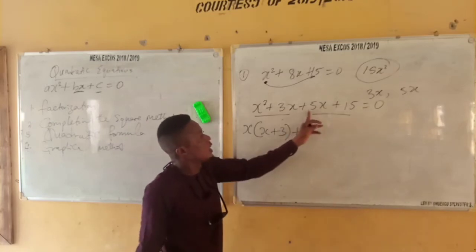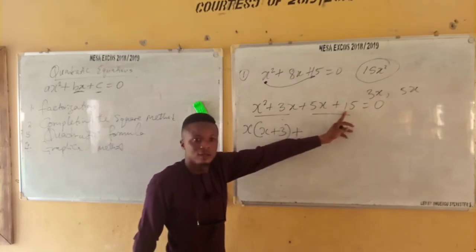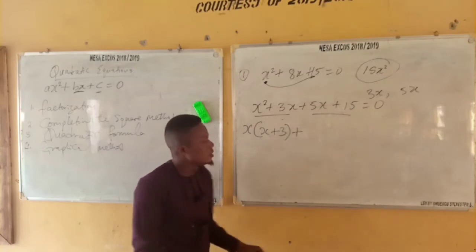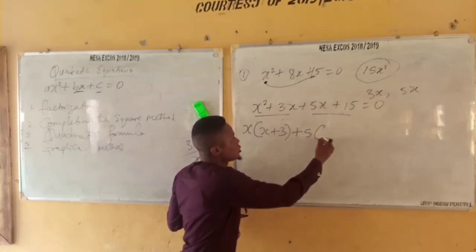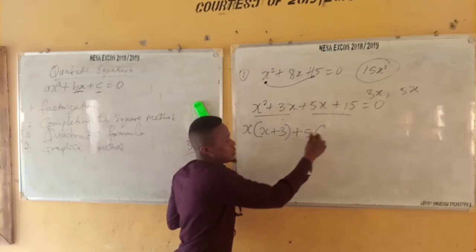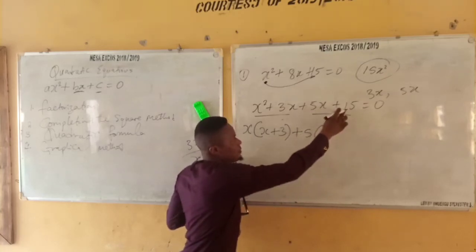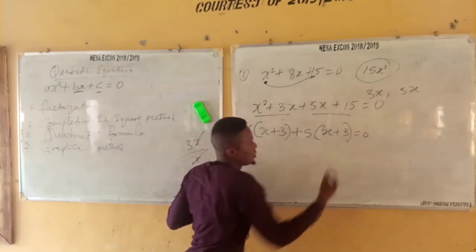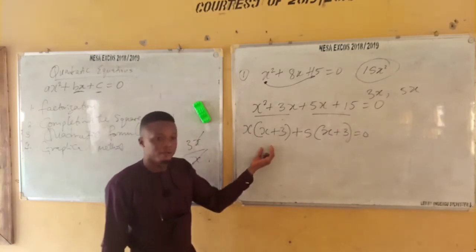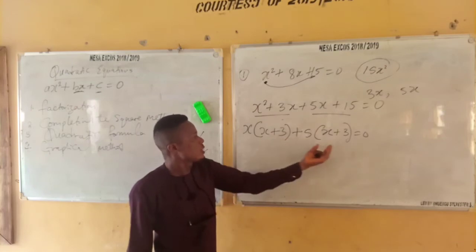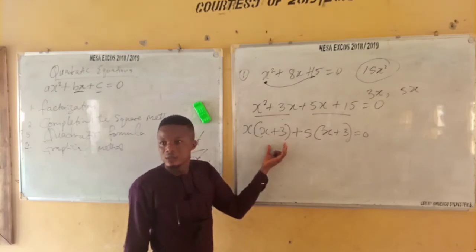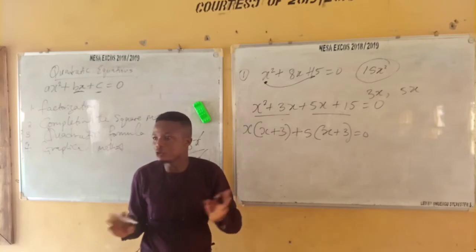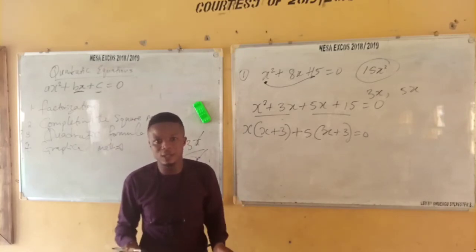Plus, the common factor here is 5, because 5 can go into 5 and 15. So 5x divided by 5 gives us x, and 15 divided by 5 is 3, equal to 0. You will notice something very important here. The two expressions in the brackets are the same. If they are not the same, you know that you've made a mistake. You go back and fish it out. They must be the same thing.